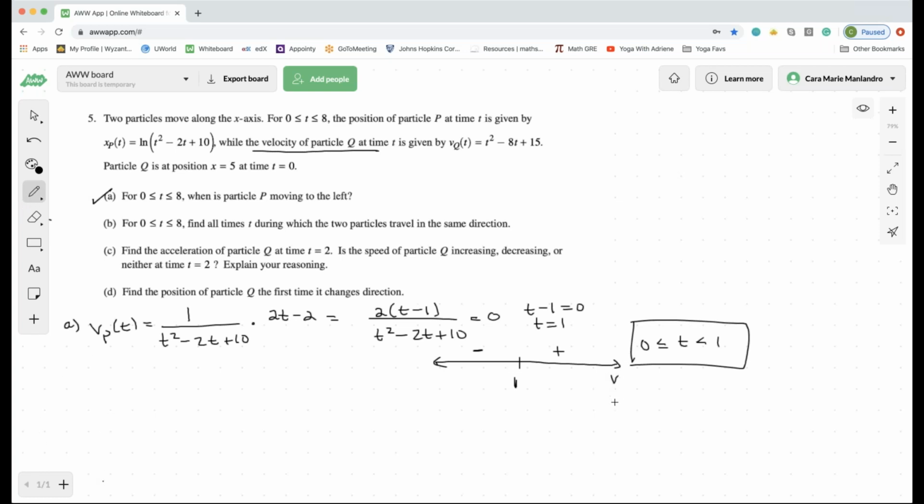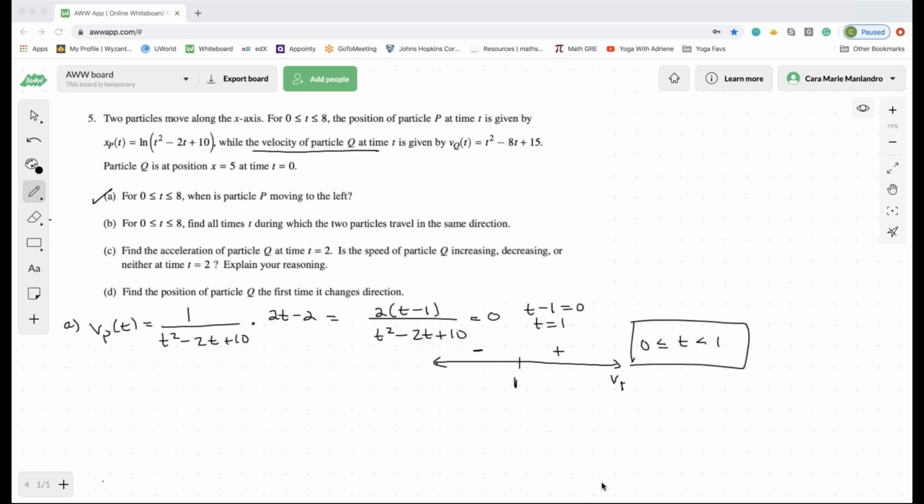All right, so this is the velocity of particle P. Everybody with me? Awesome, fantastic.